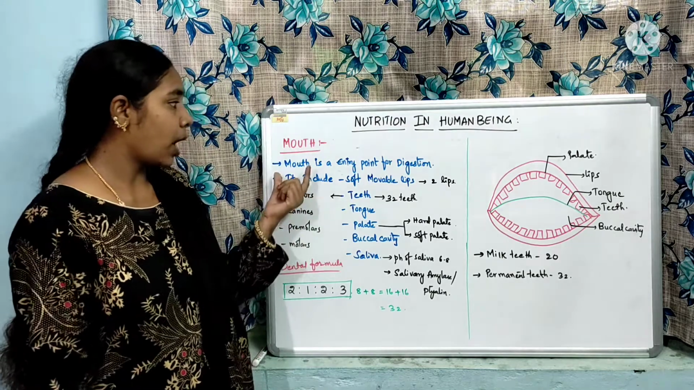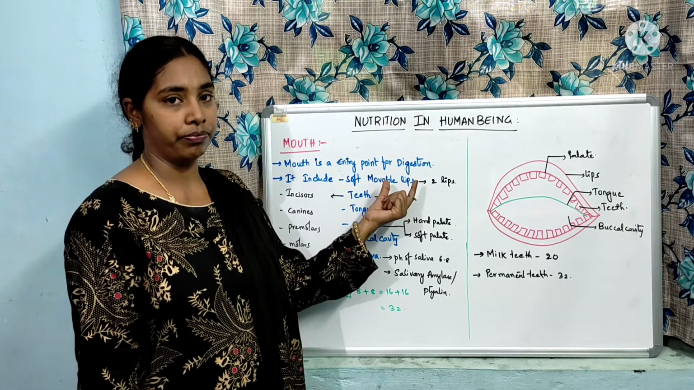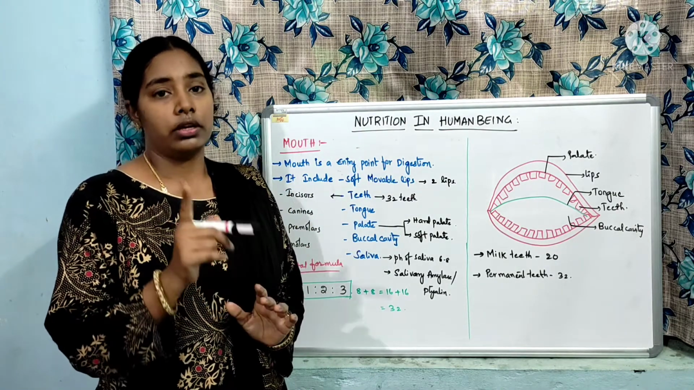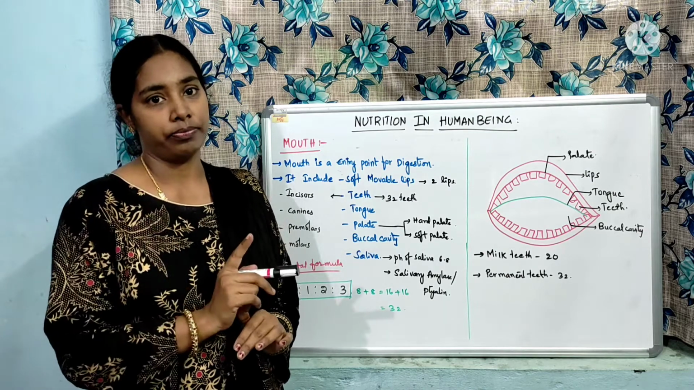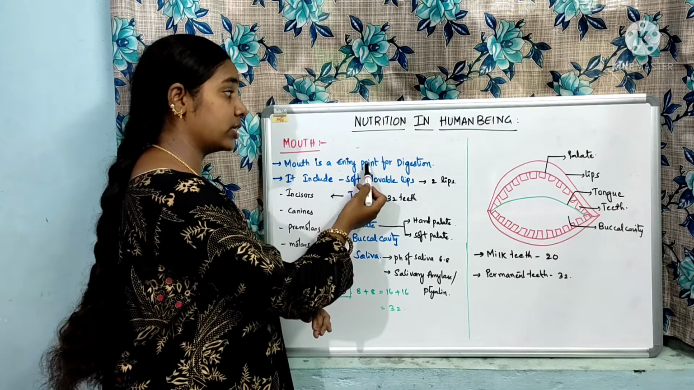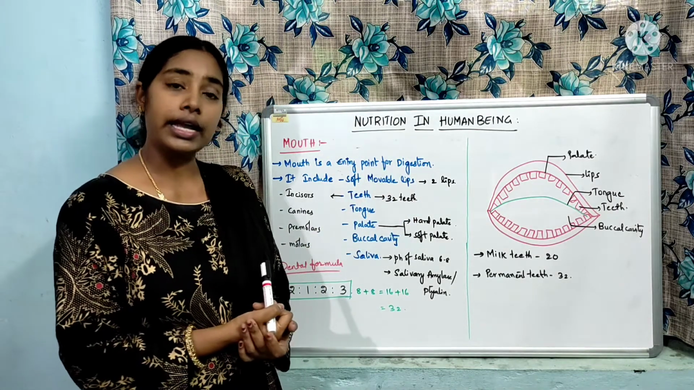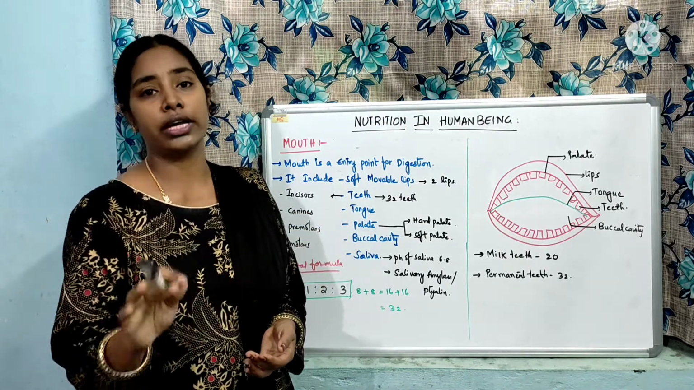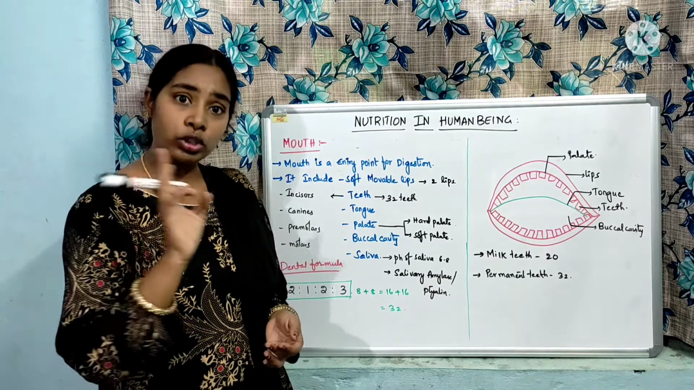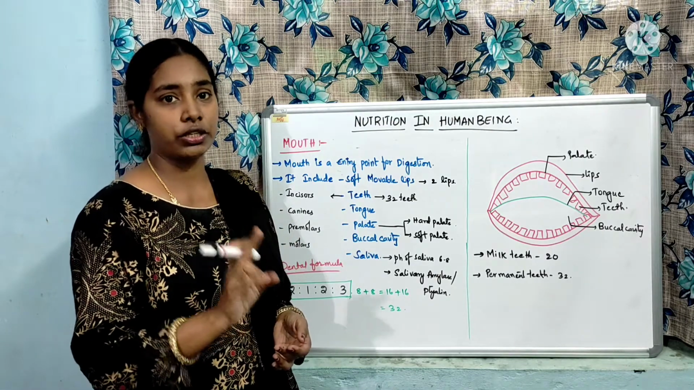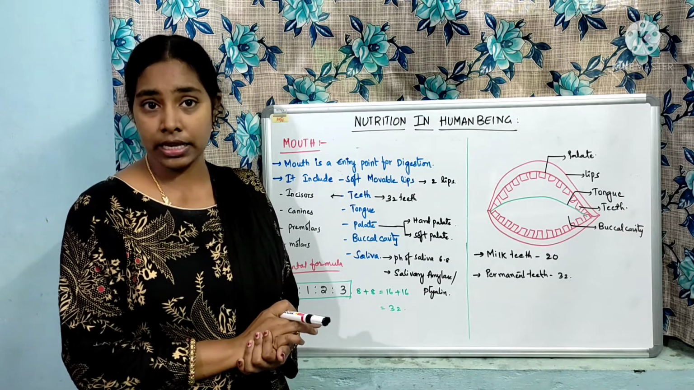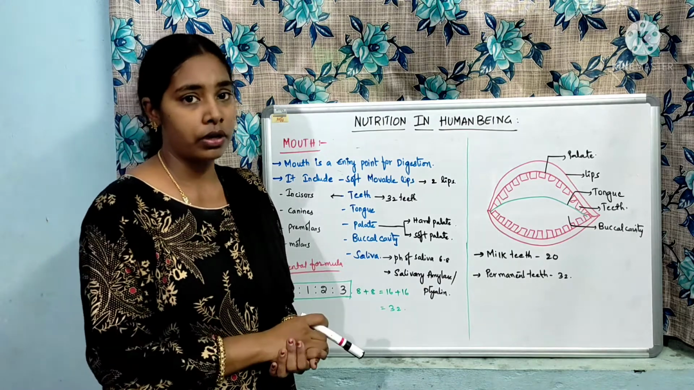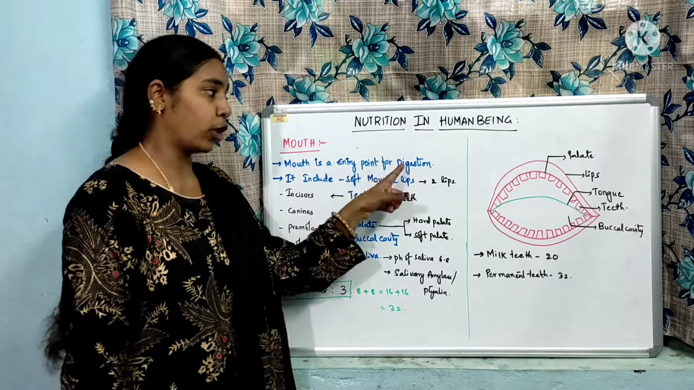So let's see the mouth. The mouth is an entry point for digestion. Okay, children, here I give a key point for you. The mouth is not only an entry point for food. I mentioned the mouth is an entry point for digestion, which means digestion starts from the mouth itself. The mouth also does some of the digestion process. A digestive enzyme called salivary amylase is produced inside the mouth. So the mouth is an entry point for digestion.